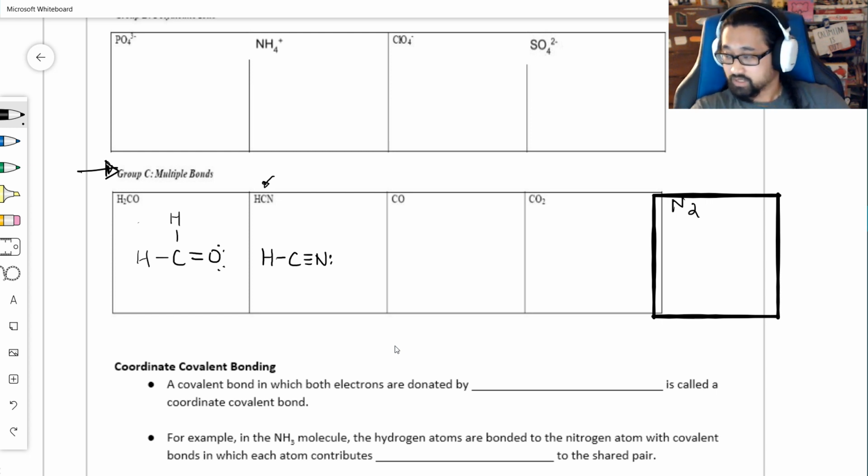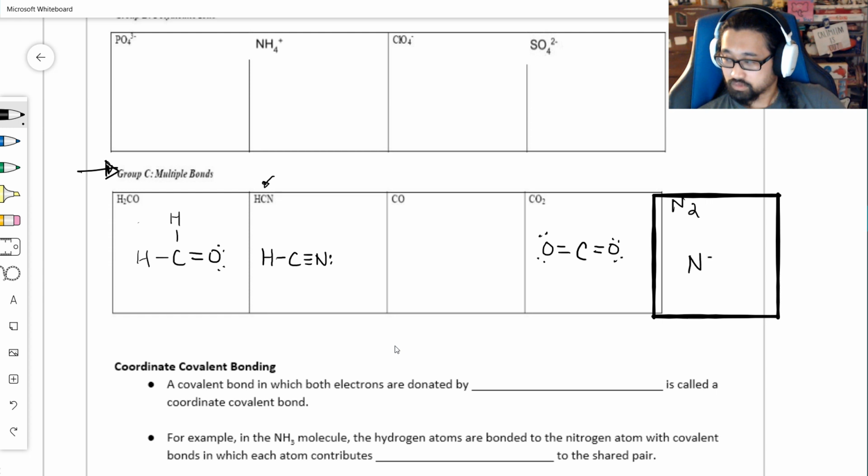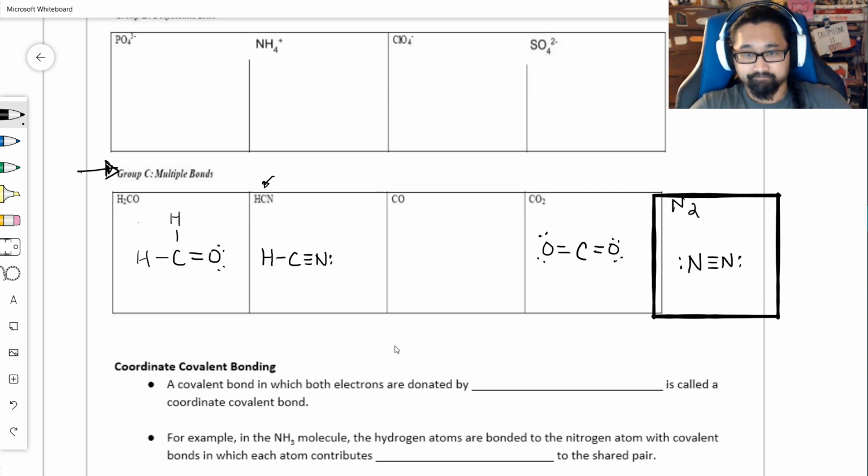Right. CO2 is going to be, again, carbon in the middle, double bonded oxygen on one side, double bonded oxygen on the other side. N2 is going to be 2 triple bonded nitrogens. And that's it. Those are our 3 examples there.